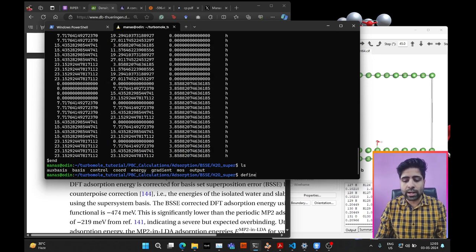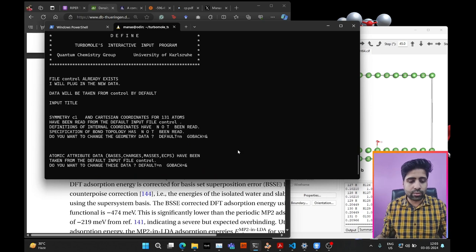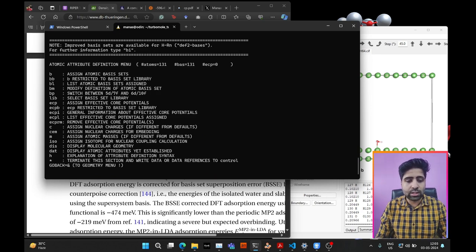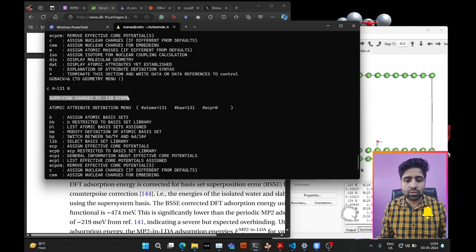So let's run define again and come to this section about basis charges and hit yes, as I want to change it. Now let's assign the charge of all the LiH atoms. Since the first three atoms are for H2O, we start from four, and the total number of atoms in our system is 131. So let's set the charge of atoms with indices 4 to 131 to be 0 and hit enter. It says that it is supplying charges to 128 atoms.